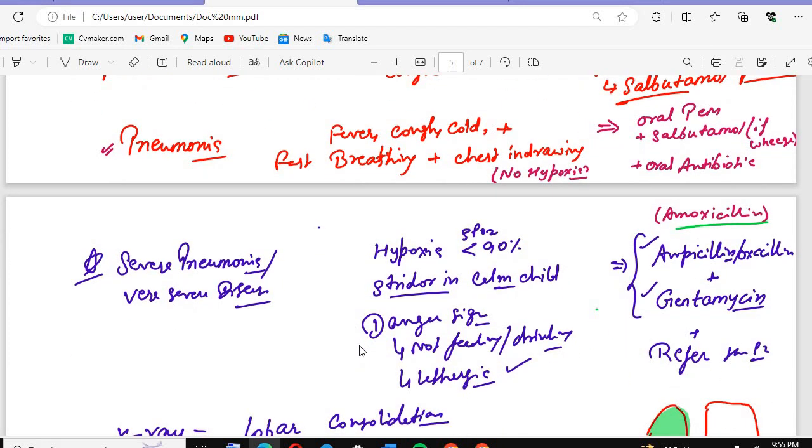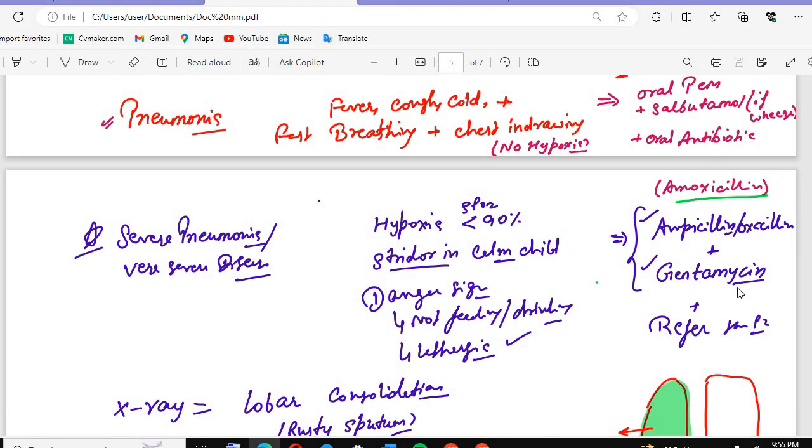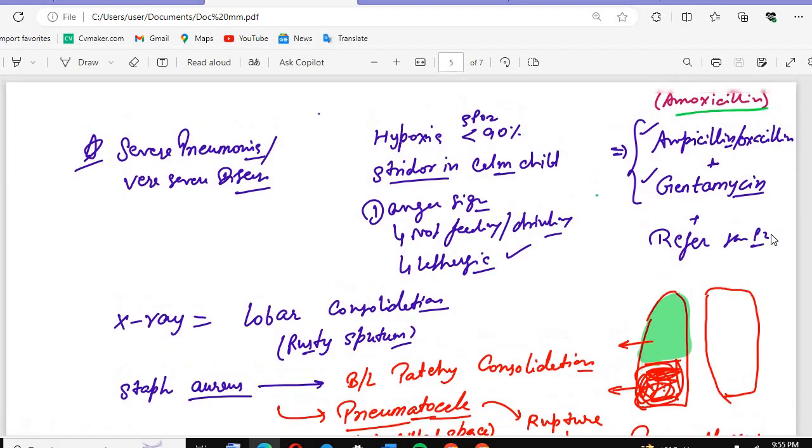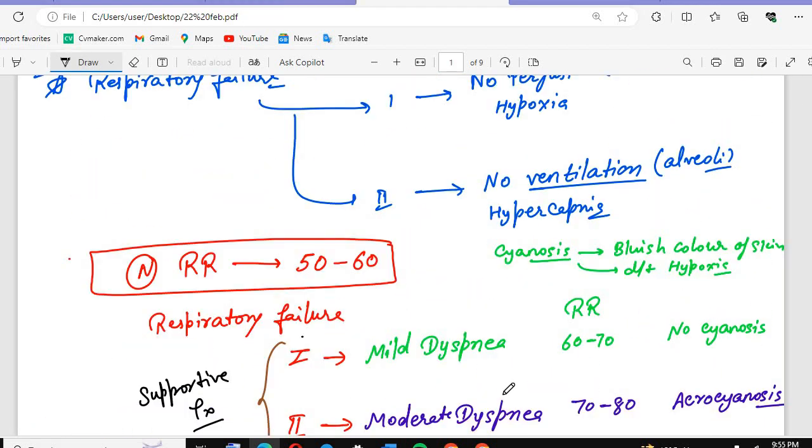Now, in case of complete cyanosis, there is severe pneumonia or a very severe condition. Hypoxia will be 100%. There is stridor and danger signs can be there. So we need to give this patient ampicillin or oxacillin plus gentamicin. This is the drug of choice for pediatric pneumonia. We discussed this yesterday.